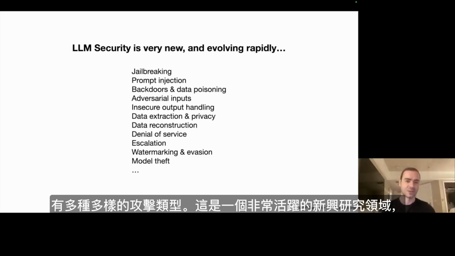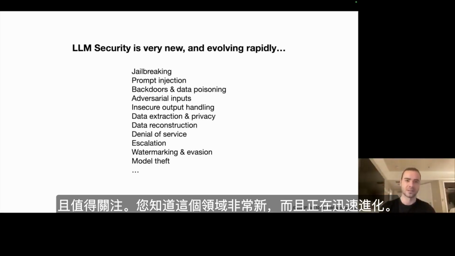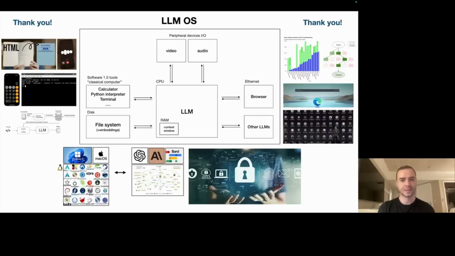I'd also like to mention that there's a large diversity of attacks. This is a very active emerging area of study, and it's very interesting to keep track of. And this field is very new and evolving rapidly.